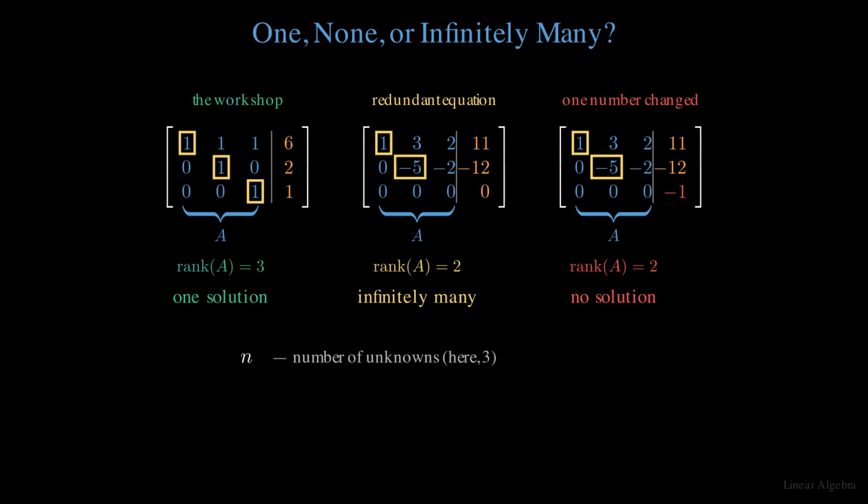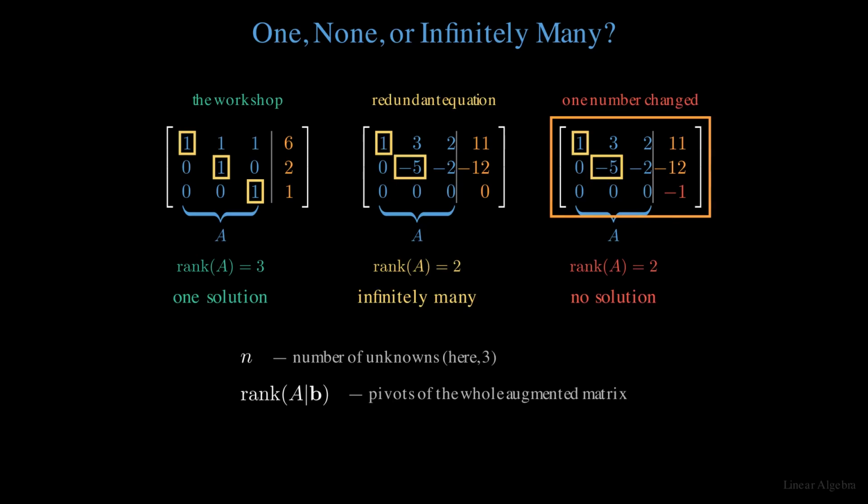We have already measured the rank of A. 2 more quantities complete the picture. n is simply the number of unknowns, here, 3. And the rank of A bar B counts the pivots of the whole augmented matrix, this time including the right-hand column. Watch the third staircase again, that -1 is a pivot too, sitting in a row of its own. So while the rank of A is 2, the rank of A bar B is 3. That gap between the two is exactly what a contradiction looks like.